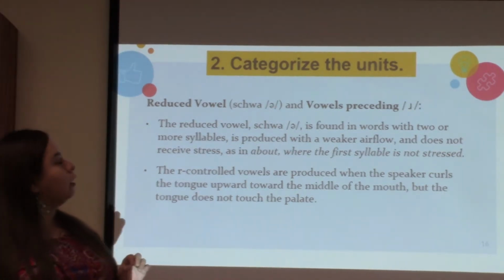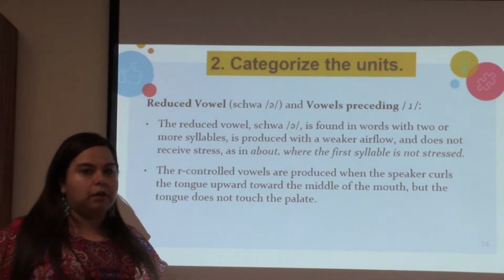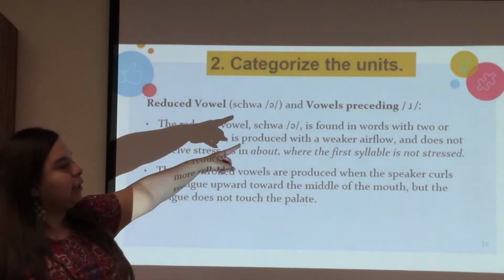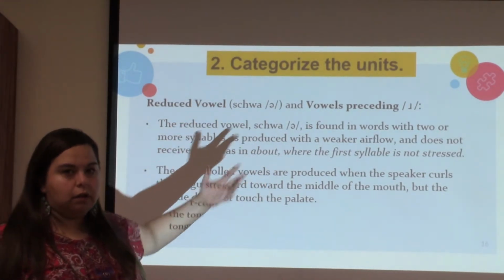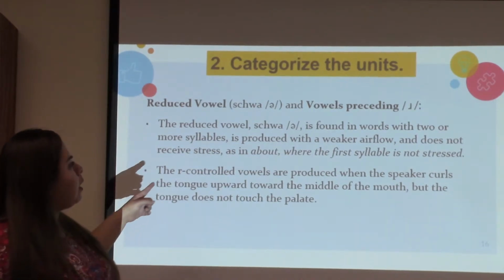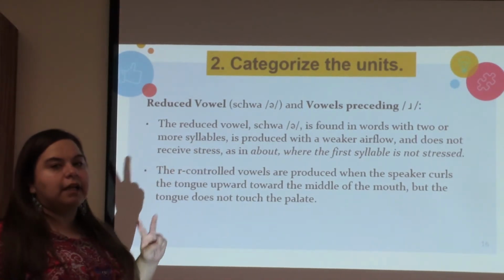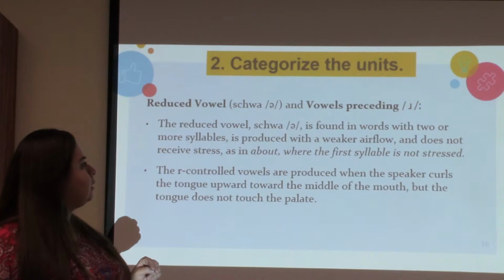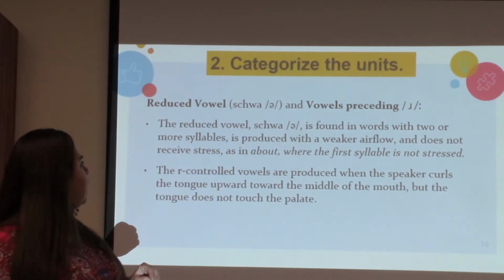Categorizing now the reduced vowel. This is your schwa vowel, the one that is unstressed, and we have the preceding vowel R, which we also call R controlled. The reduced vowel schwa is found in words that have 2 or more syllables. This is the weaker airflow, and it's not going to have stress.